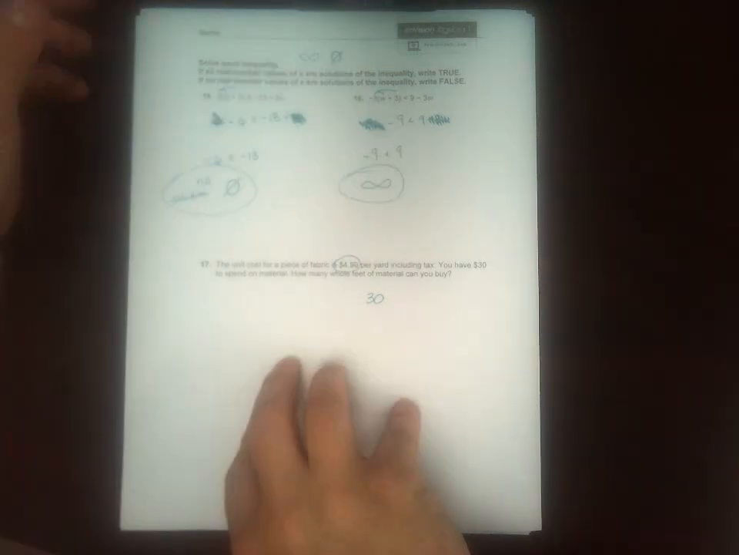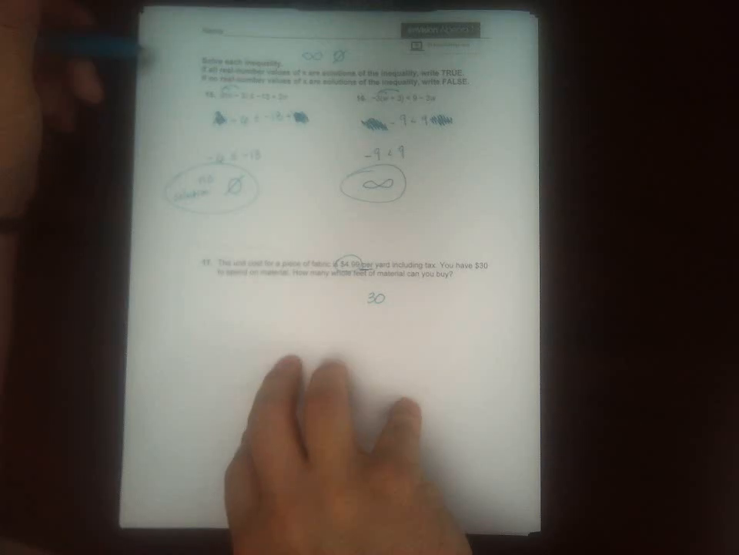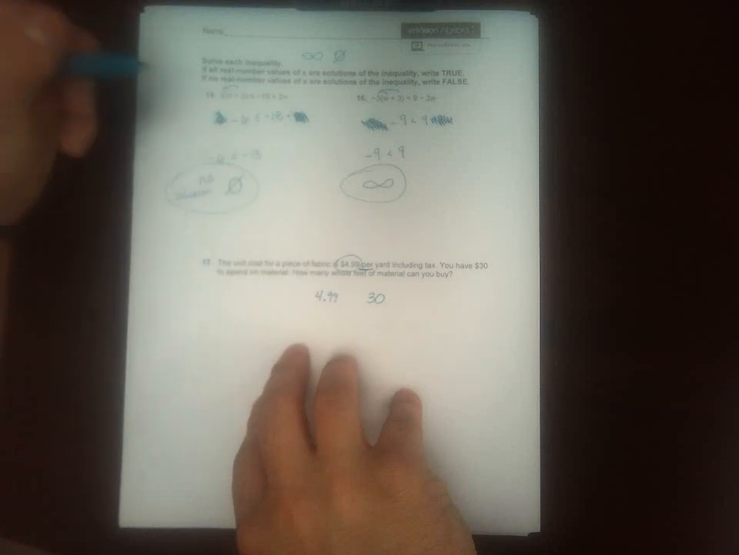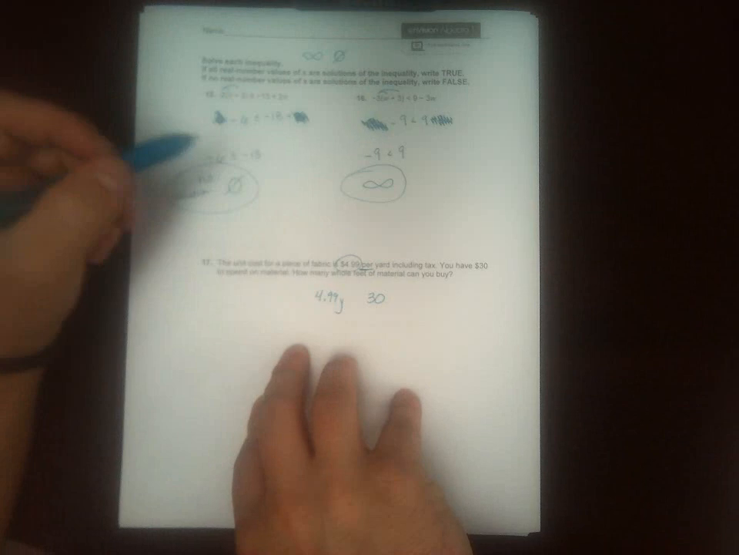Now, what are we trying to buy here? We're trying to buy this fabric, right? It's $4.99, and we see that word per. Per means to put the variable with it. So $4.99. Let's use the variable y for yard. So this says $4.99 per yard.